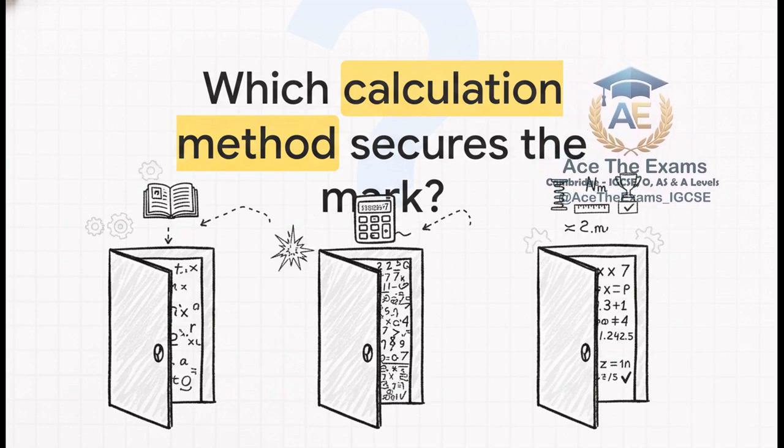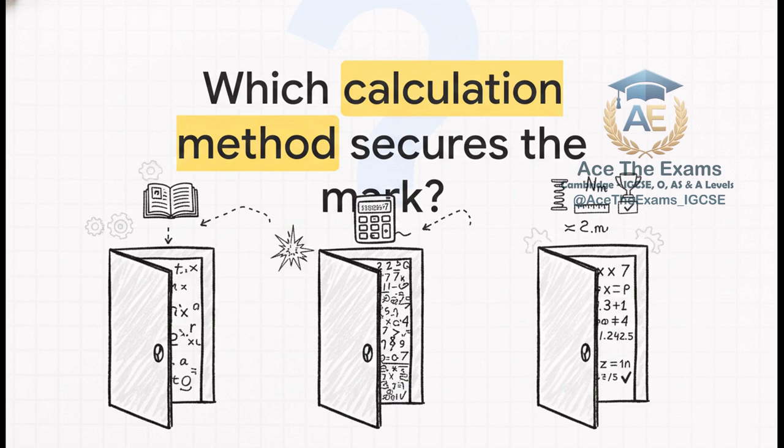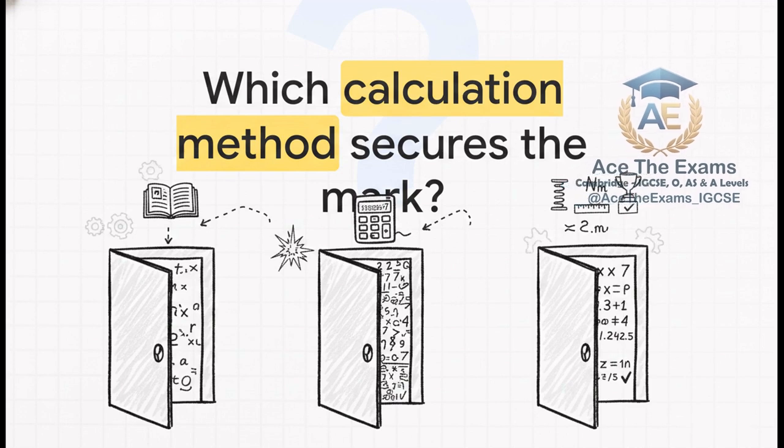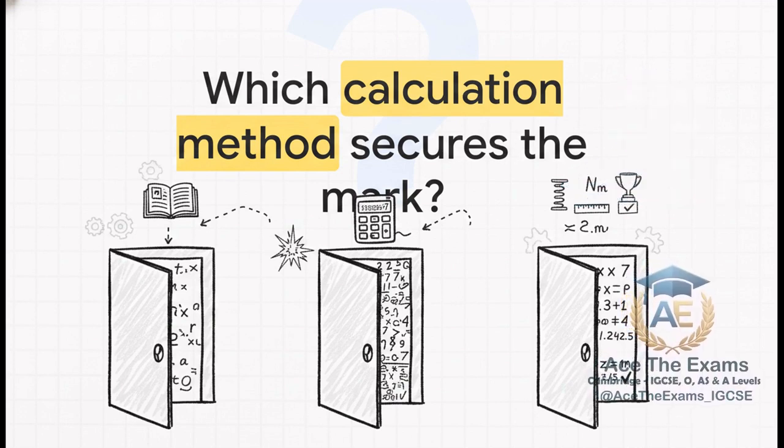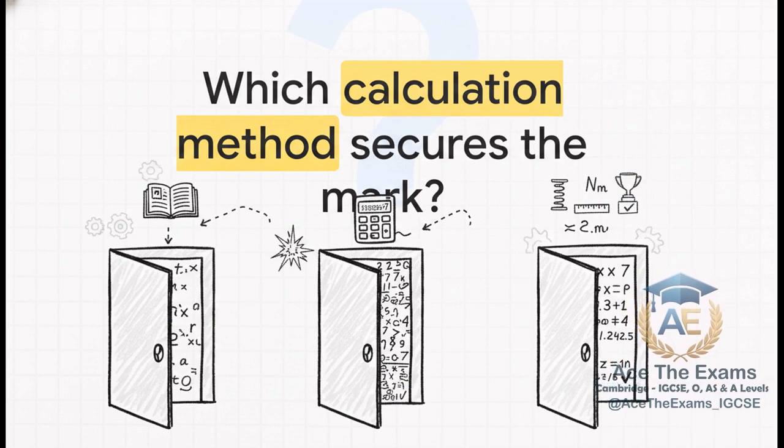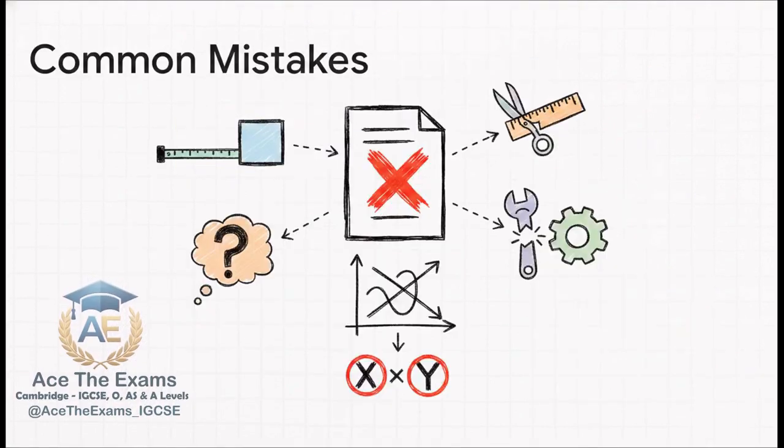So which one actually secures the grade boundary? You guessed it, only door number 3. Let me show you exactly why those first 2 doors are massive traps that will absolutely bleed you critical marks. So let's really dive into this.